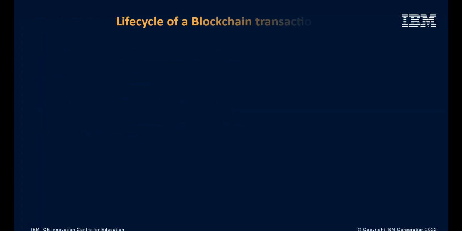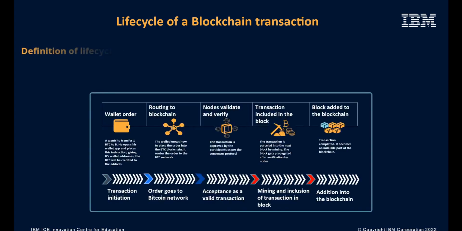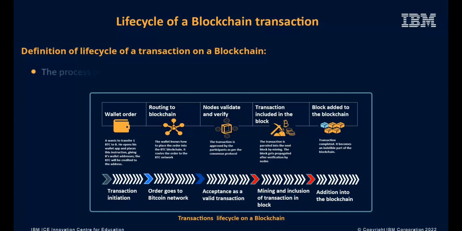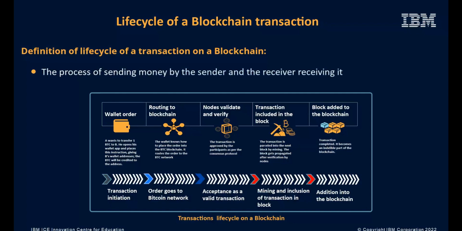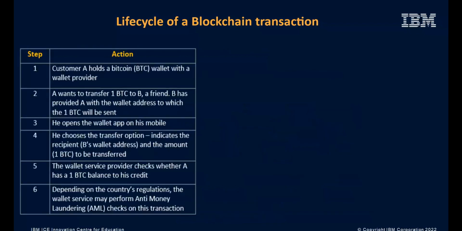Life cycle of a blockchain transaction. What is the life cycle of a transaction on a blockchain? Transaction, in simple words, is the process of sending money by the sender and the receiver receiving it. Blockchain transaction is also quite similar, but it is made digitally. This picture shows the typical flow. The various steps involved are explained below.